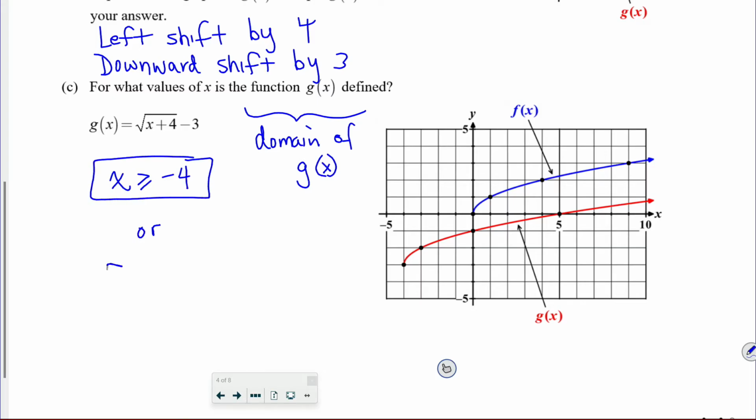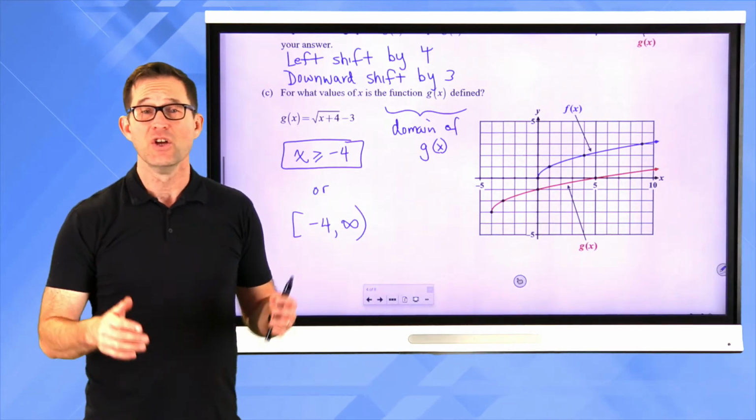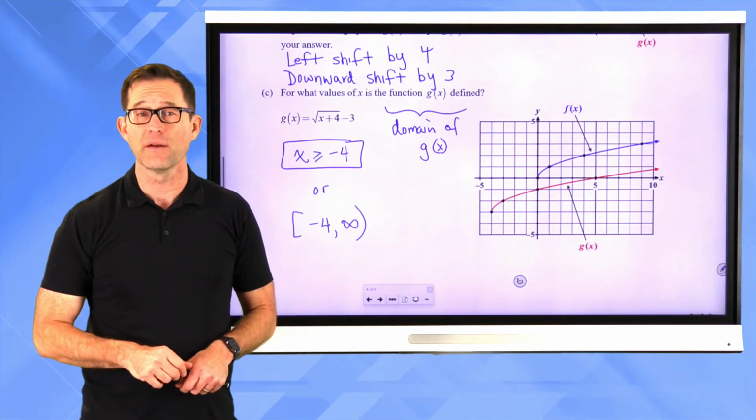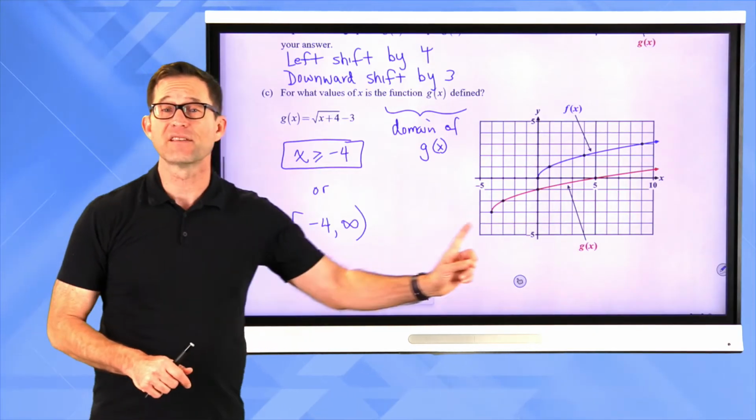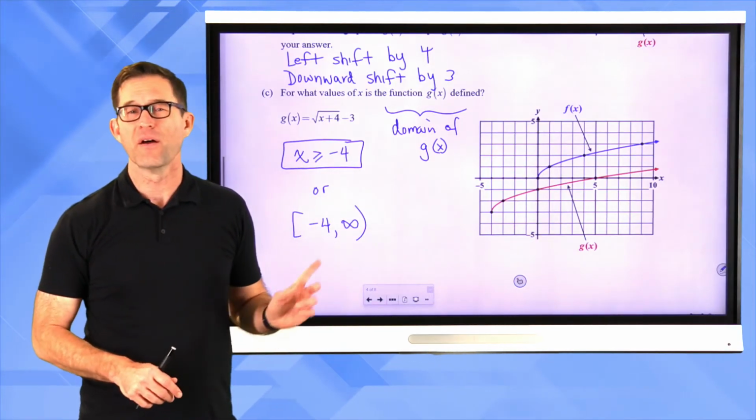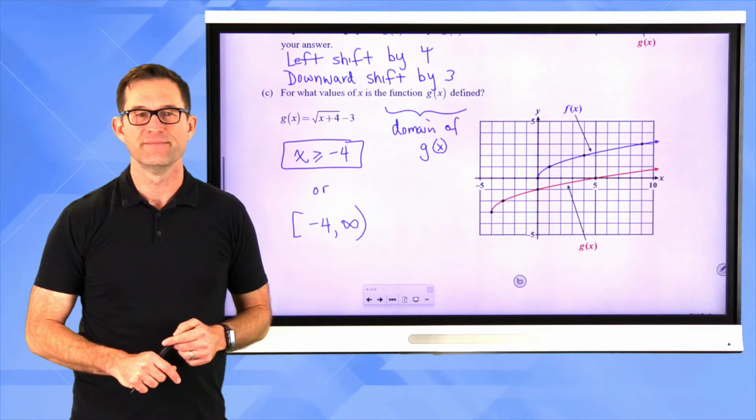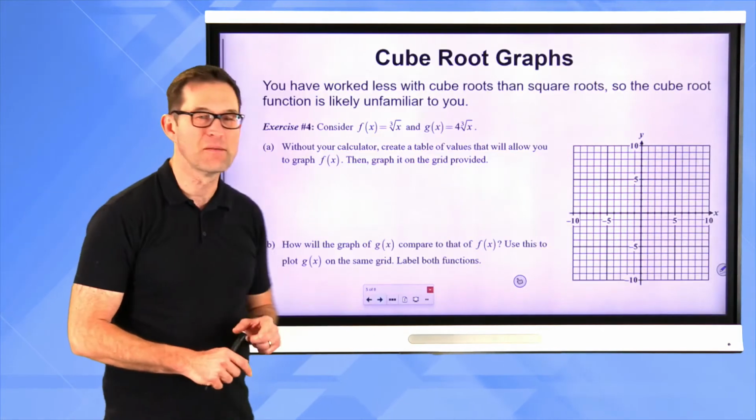Or, if you like interval notation, you'd say -4 to infinity, and you'd have the square bracket on the -4 because the function is definitely defined there, right? G of -4 is equal to -3. And then it extends out to infinity, but of course we can't include the infinity. All right, let's keep going.